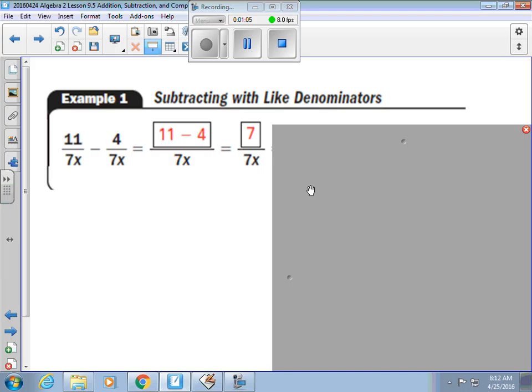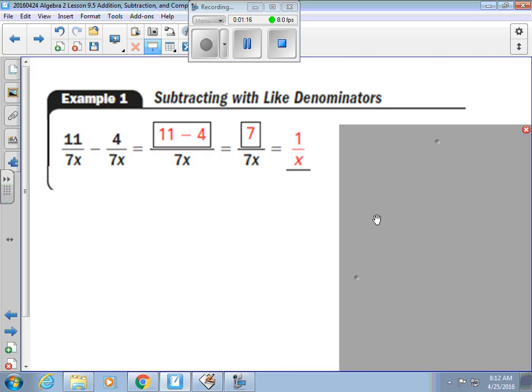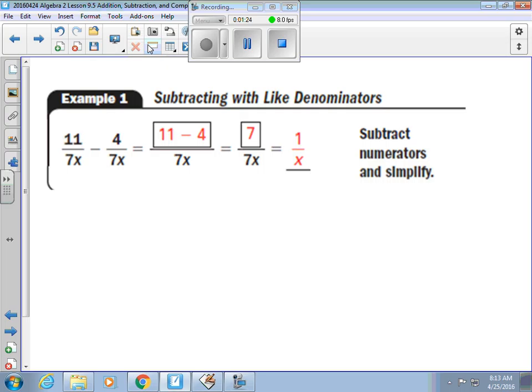You get 7 over 7 times x. So in this case, it says 7 over 7, so you can reduce that one more step. The number 7 goes into each of them one time, leaving 1 over x. So again, anytime your denominators are exactly the same with addition and subtraction, it's very, very simple. You just keep the bottom number, perform the operation at the top, and then reduce it if needed at the end. So right here, we had to reduce 7 over 7.